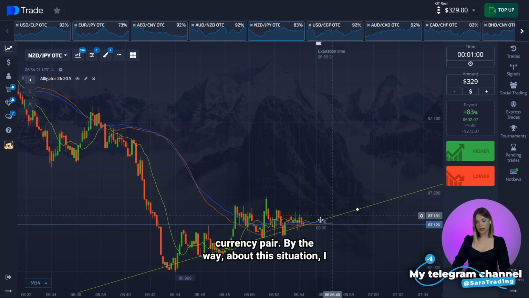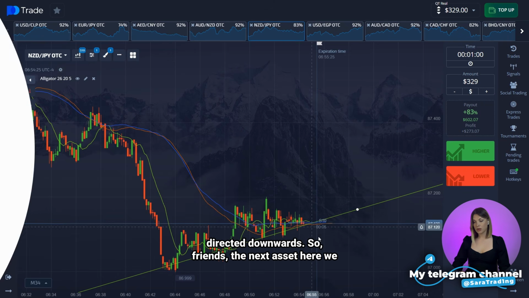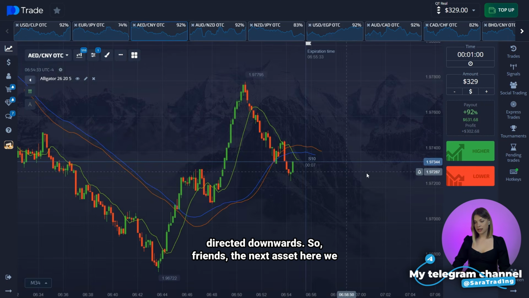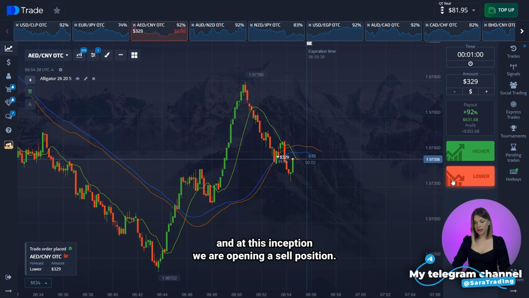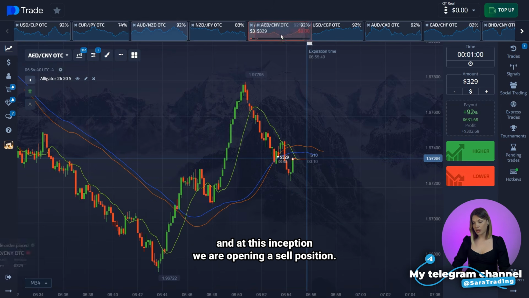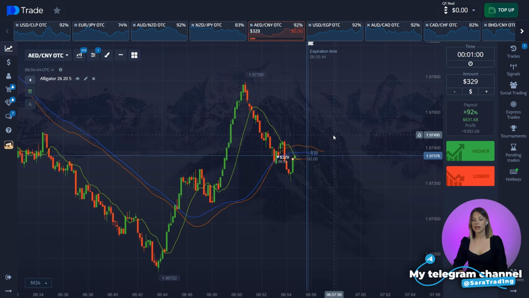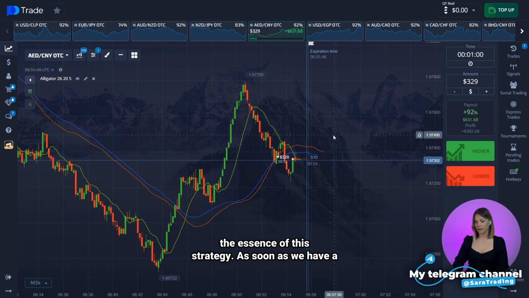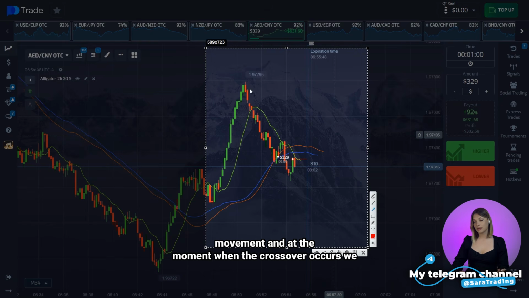By the way, about this situation, I think that the price movement will be directed downwards. So friends, the next asset, here we are just beginning to see a downward price movement, and at this inception we are opening a sell position. This is probably the best situation that fully reflects the essence of this strategy. As soon as we have a crossover, we already have a fairly good downward movement, and at the moment when the crossover occurs, we are in correction.